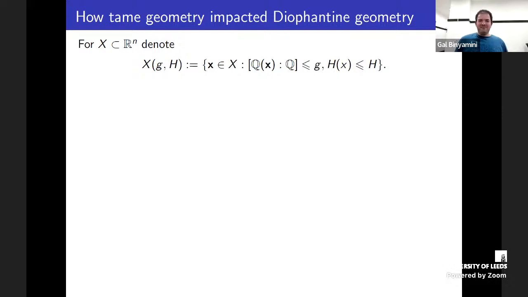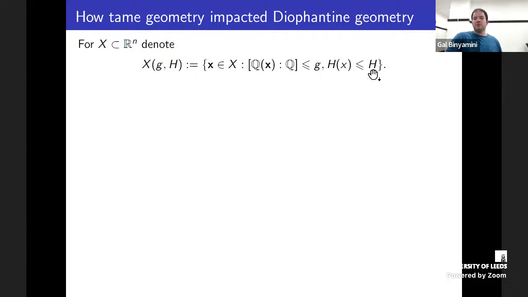Okay, so let me start by describing how tame geometry or o-minimality became connected with Diophantine geometry. What was this link? It's the Pila-Wilkie theorem that I'm sure many of you know, but still I'll introduce it because I want some notation that will be useful for me to present some more general results later. So if X is a subset of R^n, I will denote by X(G,H) the set of all points in X that belong to a field of degree G over Q.